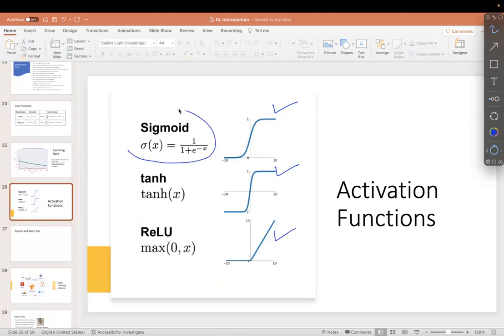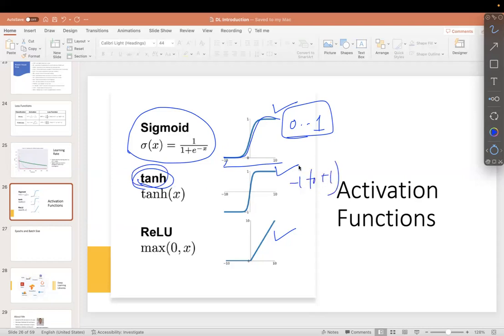Sigmoid function, like I told you, whatever input comes, it will transform the data, and the output will always be between 0 and 1, irrespective of what the x value is. The tanh function, whatever the input is, when you activate or transform it, the output will always be between -1 and +1. And the ReLU function is typically a pass-through function.